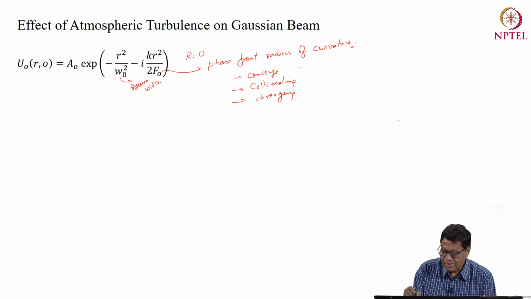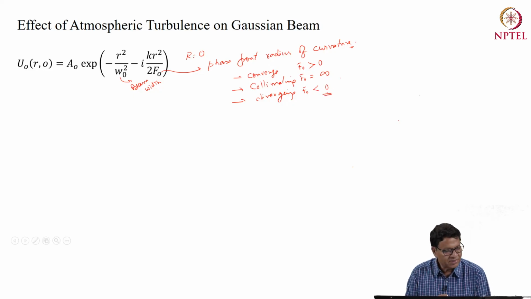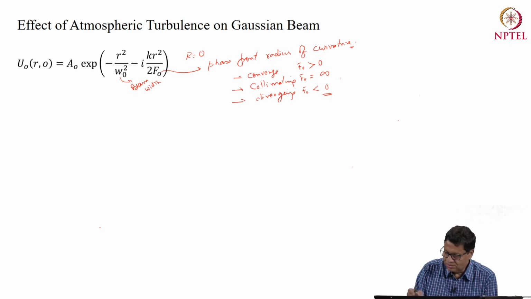So this F0 for a converging beam is greater than 0, this F0 for collimating is infinite, and for diverging it is less than 0. So this is the phase front radius of curvature, which actually specifies the beam forming. Just to understand this, there are different structures which will converge the beam, collimate the beam, or diverge the beam.